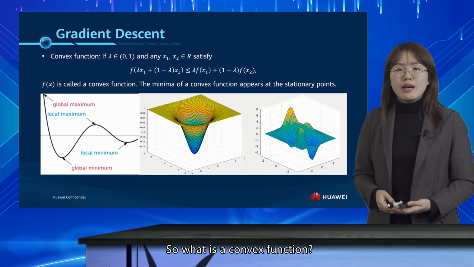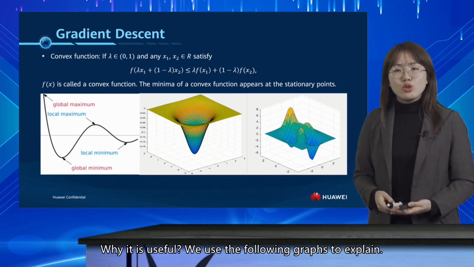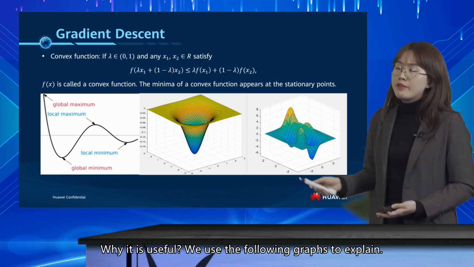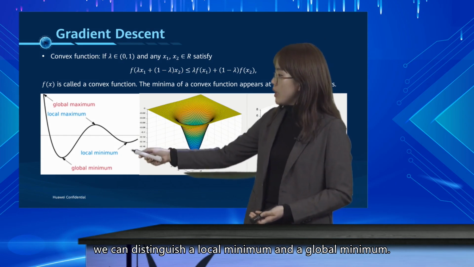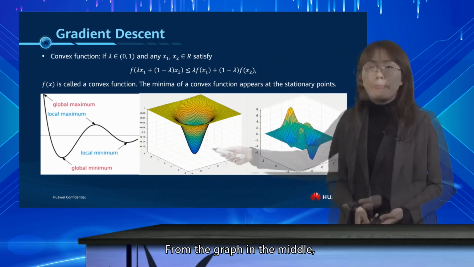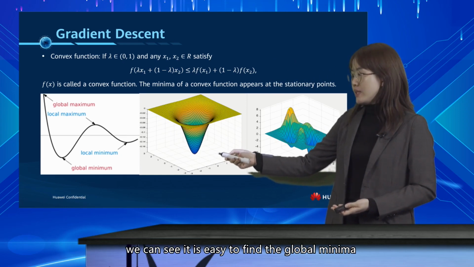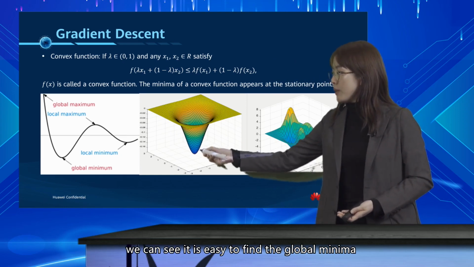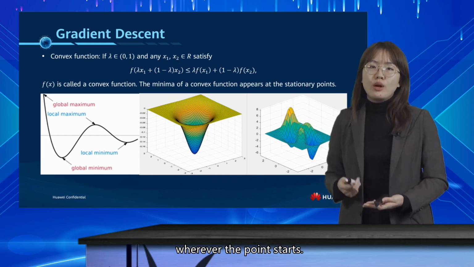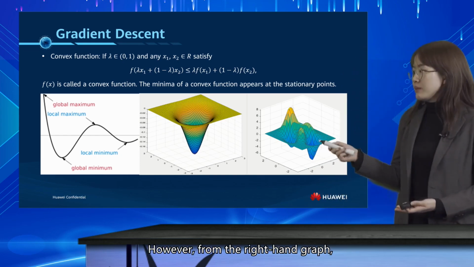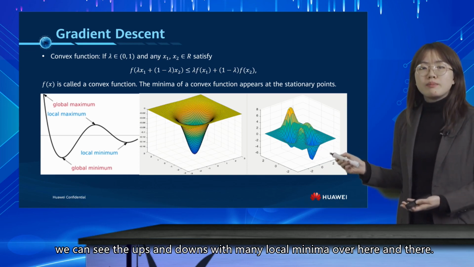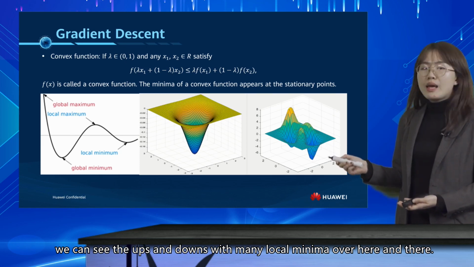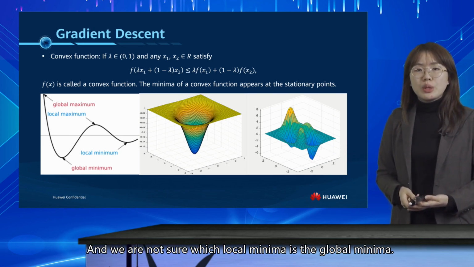So, what is a convex function? Why is it useful? We use the following graph to explain. On the left, we can distinguish a local minimal and a global minimal. From the graph in the middle, we can see it is easy to find the global minimal wherever the point starts. However, from the right-hand graph, we can see the ups and downs with many local minimal here and there. And we are not sure which local minimum is the global minimum.